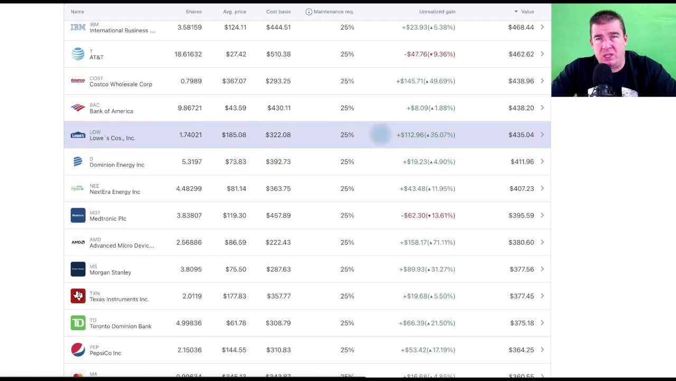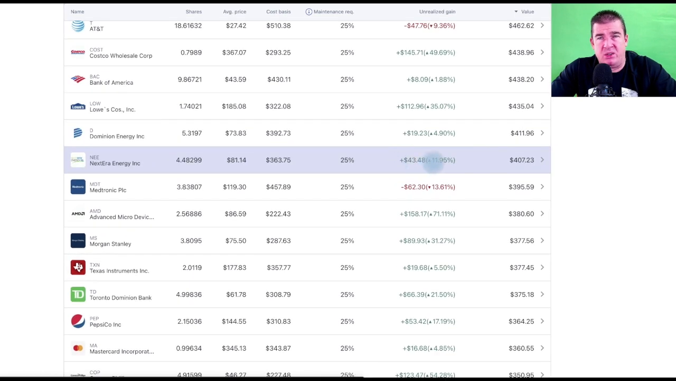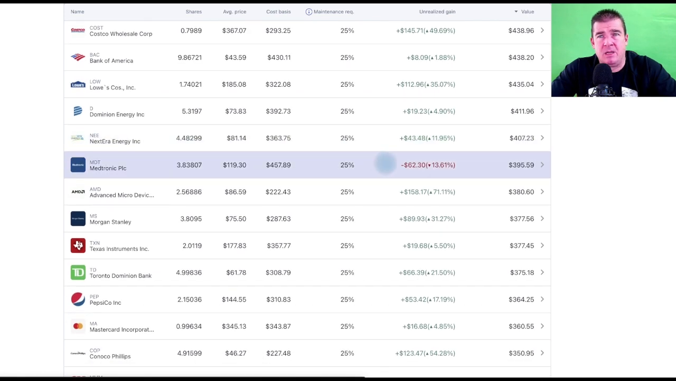I look at Lowe's, 112, my goodness, and these are just buy and own stocks. There's Nextera, a nice 12% appreciation and a nice big utility. Medtronic, that's too bad. Medtronic's one of my faves, and we'll continue to own it.